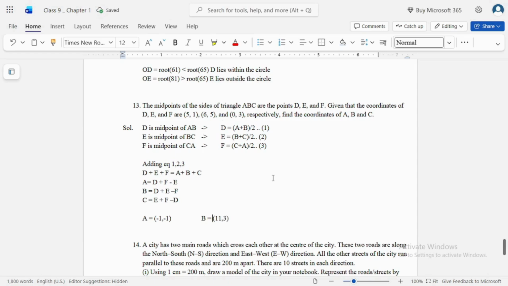Okay, now to find point C, this is E plus F minus D, meaning 6 plus 0 minus 5, which is 1, and 5 plus 3, 8 minus 1, which is 7. So we have found coordinates for points A, B and C.